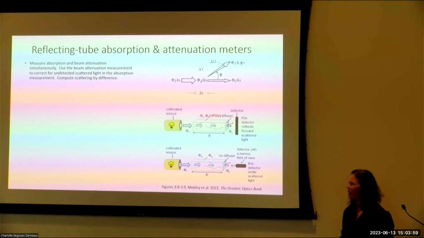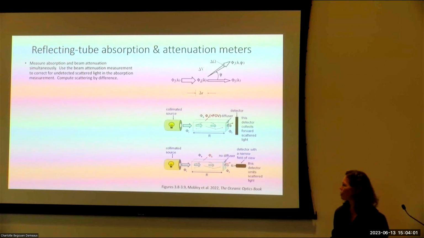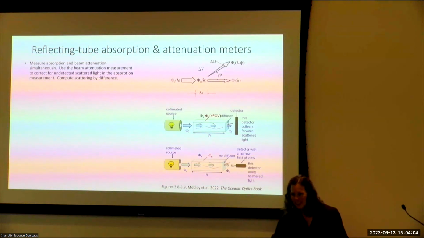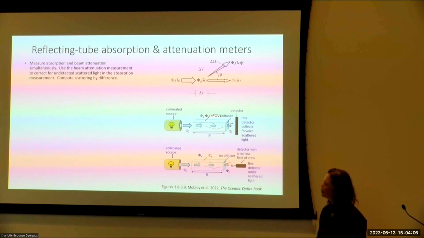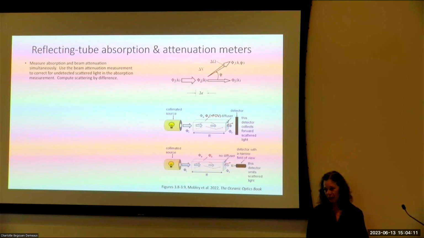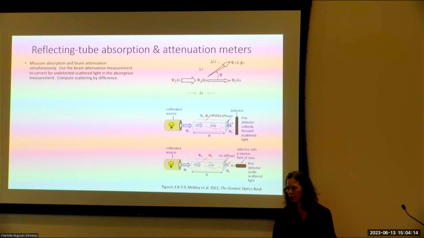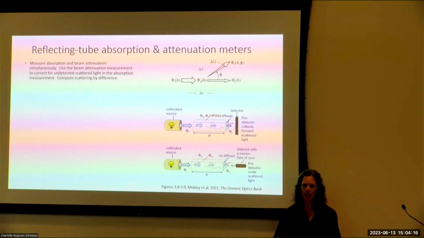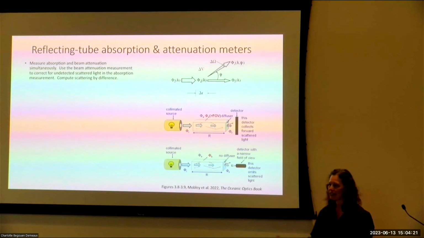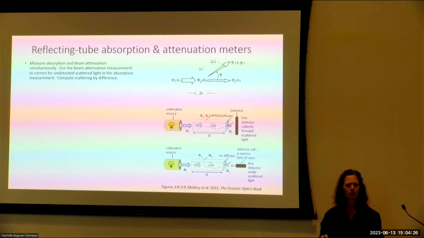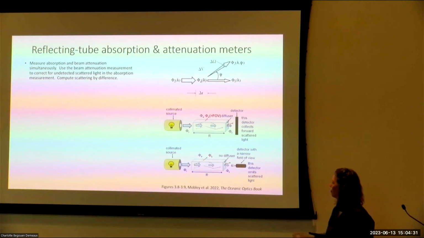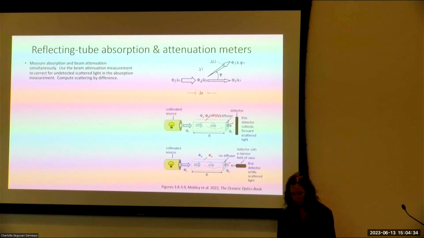All right. Another way that we can make an absorbance or absorption measurement that doesn't quite collect all the scattered light, but we can correct for it, is using something called a reflecting tube absorption and attenuation meter, or AC meter. Wet Labs developed or commercialized this back in the 90s, and then Wet Labs got acquired by Seabird, so now Seabird sells the ACS. So there's an ACS, there's an AC9. The only difference is ACS is hyperspectral, 4 nanometer resolution from 400 up to like 750, and the AC9 only has 9 wavelengths.